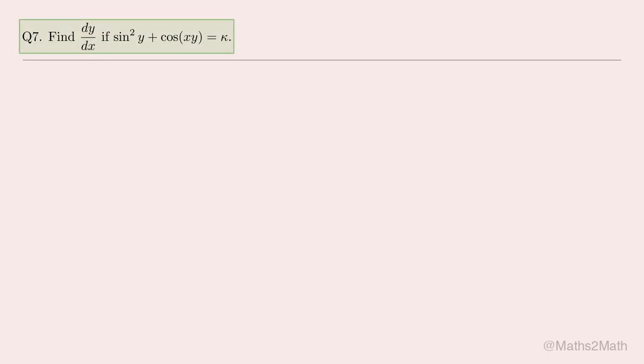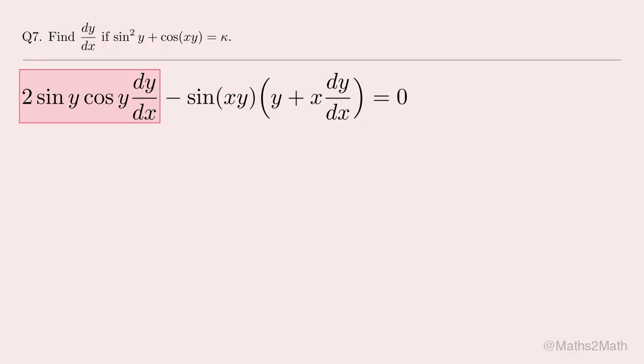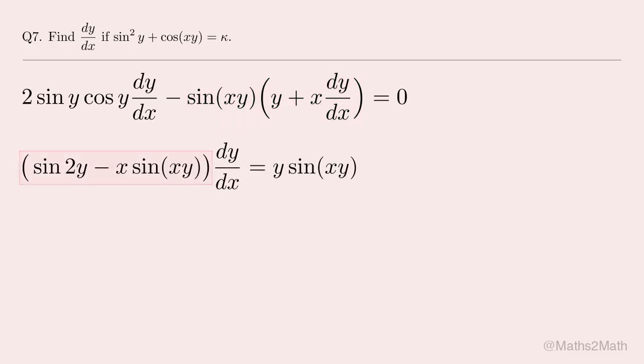Question 7. Sine squared of y plus cosine of the product xy equals a constant kappa. Chain rule on the square, chain and product rules inside the cosine. Differentiate. The square gives 2 sine y cosine y times the derivative. The cosine gives minus sine of xy times y plus x times the derivative. Expand, then gather the derivative terms. 2 sine cosine is sine of 2y. Divide.